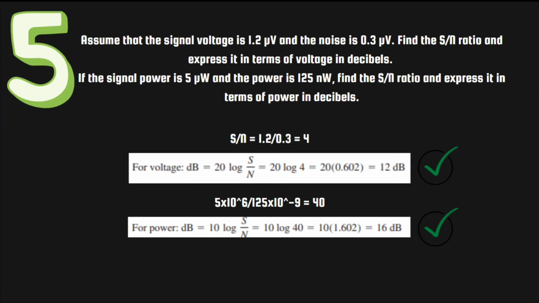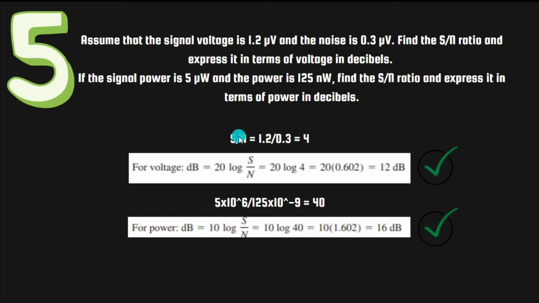So in the next problem, assume that the signal voltage is 1.2 microvolt and the noise is 0.3 microvolt. Find the signal to noise ratio and express it in terms of voltage in decibels. Then, if the signal power is 5 microwatts and the noise power is 125 nanowatts, find the signal to noise ratio and express it in terms of power in decibels. Since we have the two parameters needed, we will substitute them in this. We will get its ratio.